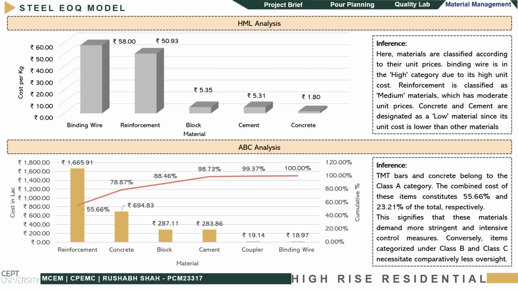For ABC analysis, TMT bars and concrete belong to the Class A category. The combined cost of these items constitutes 55.66% and 23.21% of the total respectively. This signifies that these materials demand more intensive control measures. Conversely, items categorized under Class B and C necessitate comparatively less oversight.